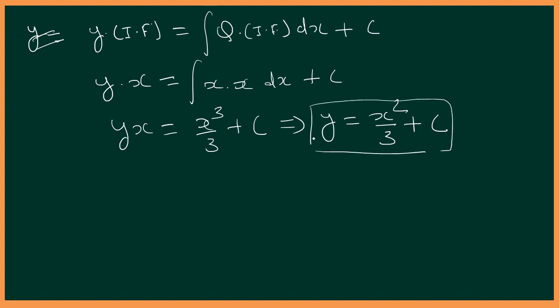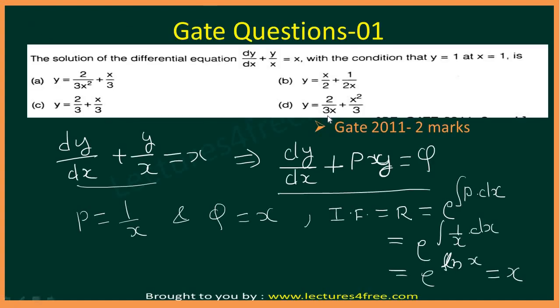But when you see the options, there is no term like c here. There are only x terms, and there is no term like c. So how will you get the value of c? You will get the value of c by using this condition. Here one condition is given, that y is equal to 1 when x is equal to 1. So apply this condition and get the value of c so that you can get the right answer that is given in the option.